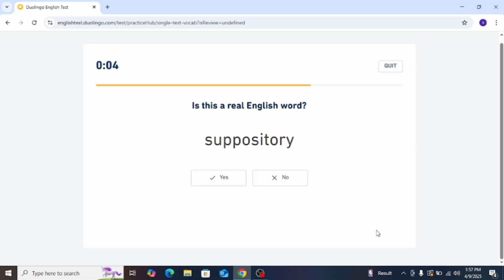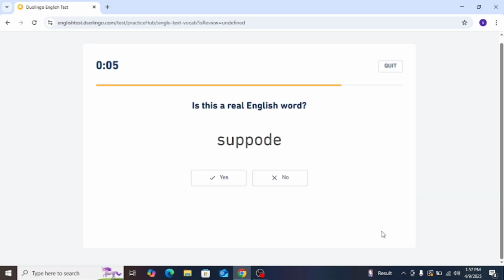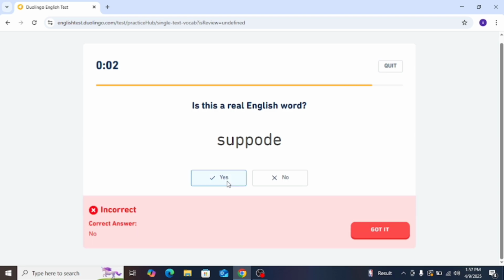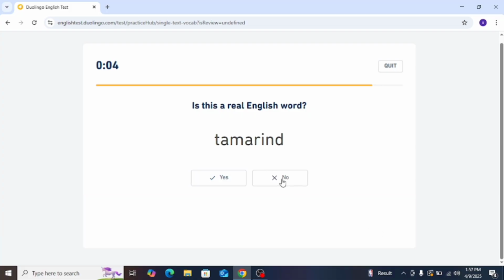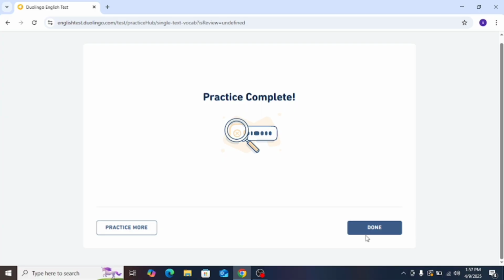Continue. So suppository, yes, of course, a real English word. Support, yes, but the spelling is incorrect. Tamarind, no. Tamarind, yes. No.